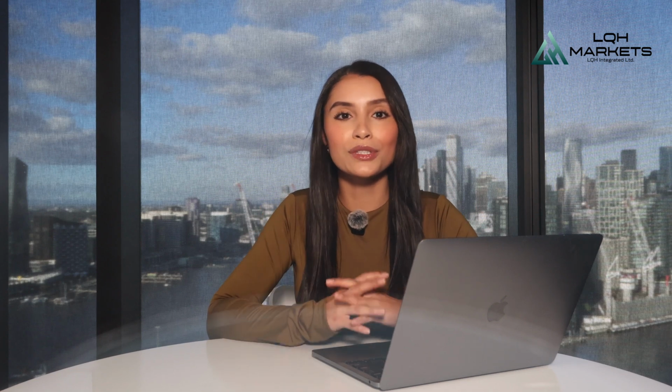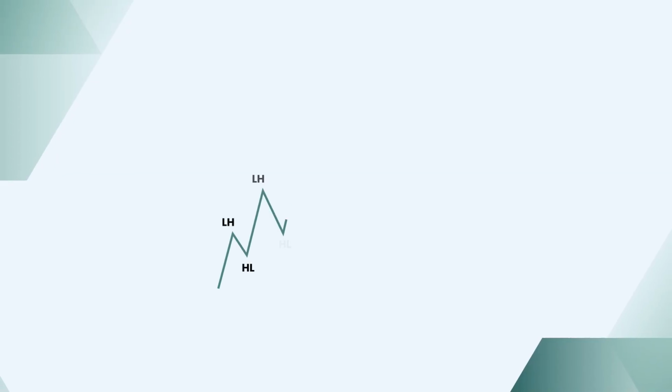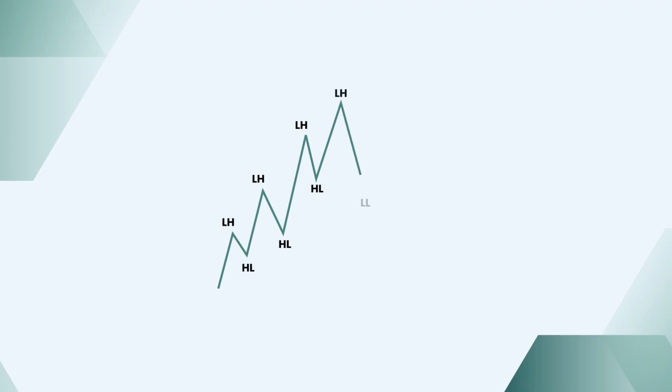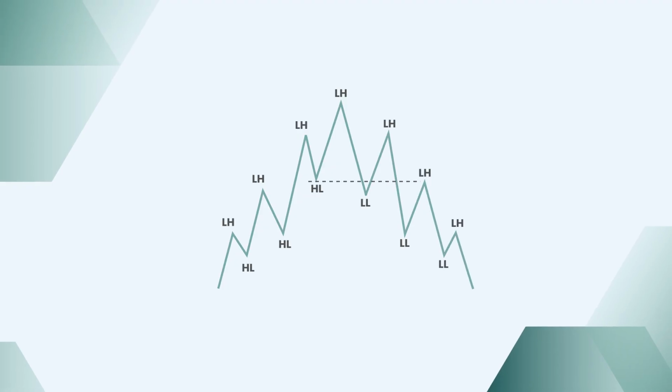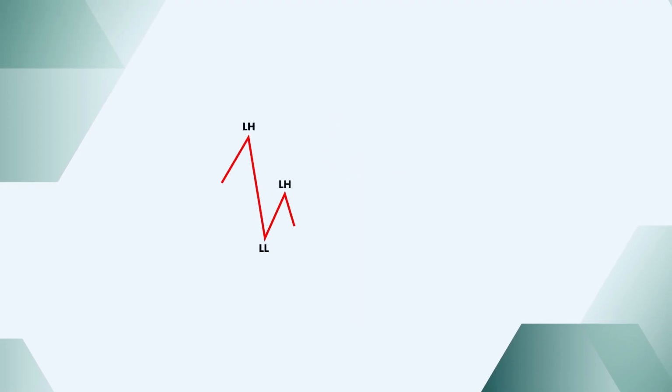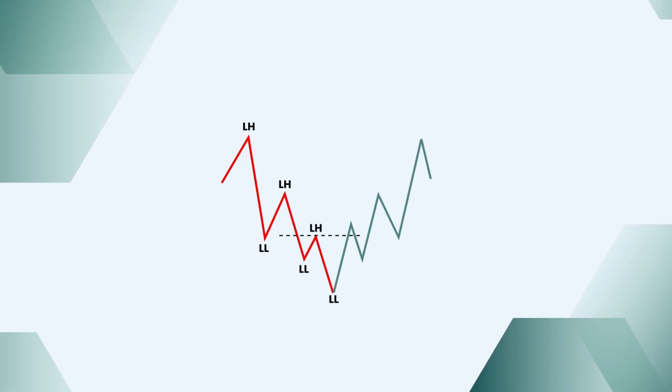In simple words, a structure shift happens when the sequence of highs and lows that define the trend changes direction. If price was making higher highs and higher lows, but suddenly breaks a key higher low, that's a shift. If price was making lower highs and lower lows, but suddenly breaks a key lower high, that's a shift too.